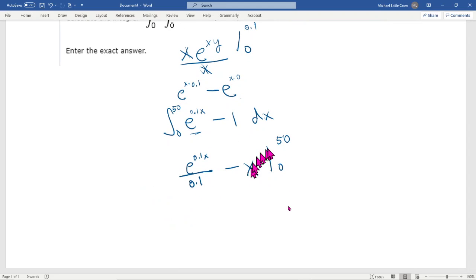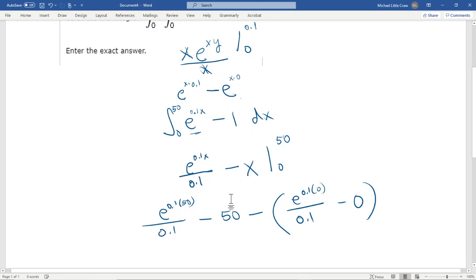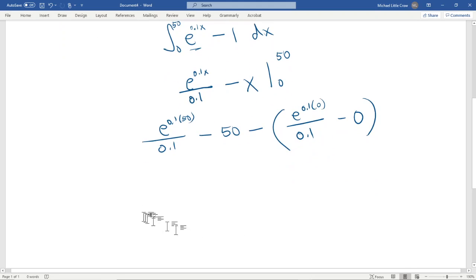So we'll plug in the 50 up here. e to the 0.1 times 50 over 0.1 minus 50. So we're just plugging in 50 there. Then we subtract off what happens when we plug in 0. e to the 0.1 times 0 over 0.1 minus 0. Let's see what we get.